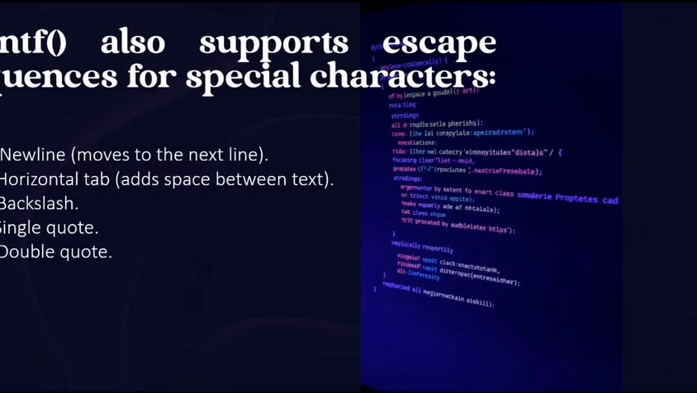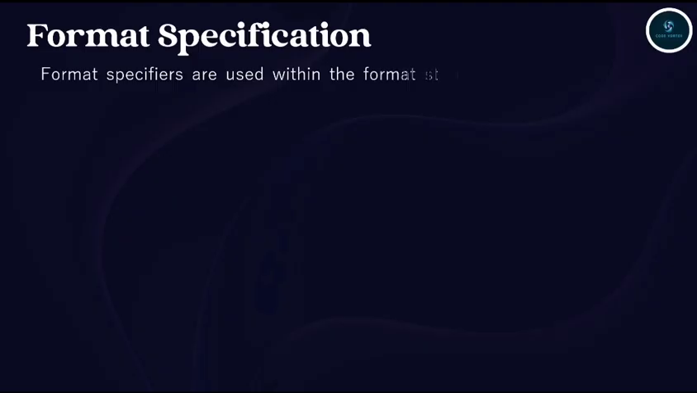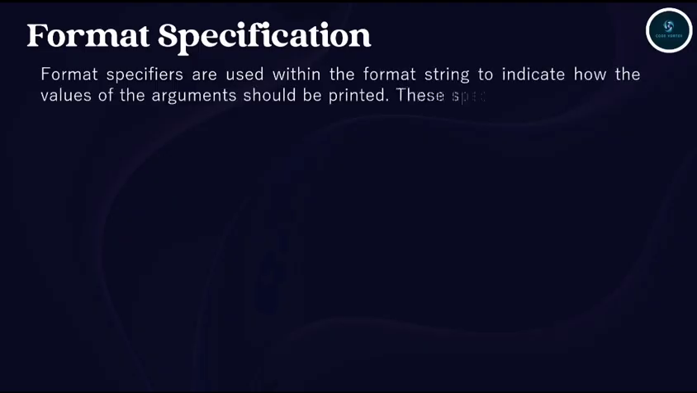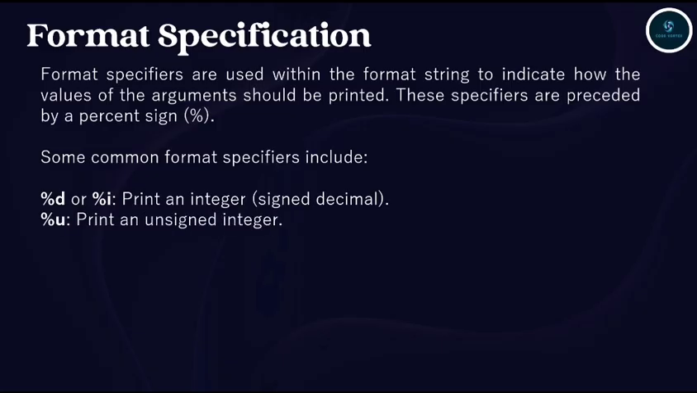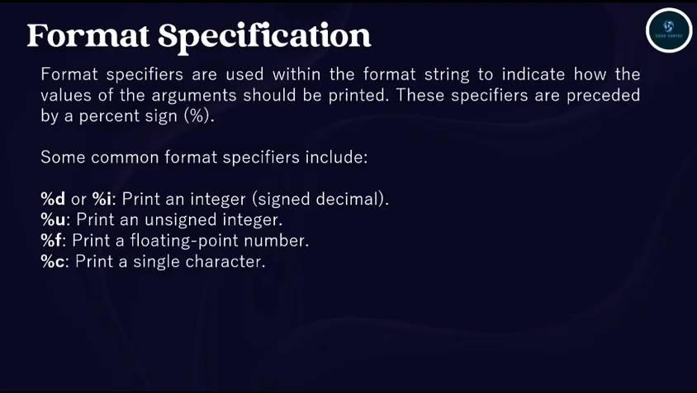Let's talk about format specifiers. Format specifiers are used within the format string to indicate how the values of the arguments should be printed. These specifiers are preceded by a % sign. Some common format specifiers include %d or %i used to print an integer, %u used to print an unsigned integer. We can use %f to print a floating point number, %c used to print a single character. We can use %s to print a string.